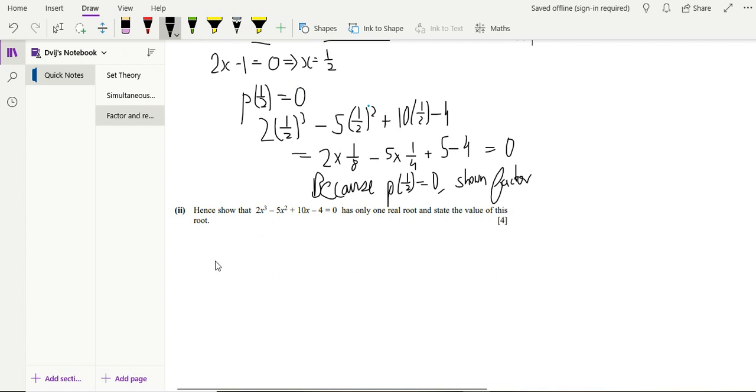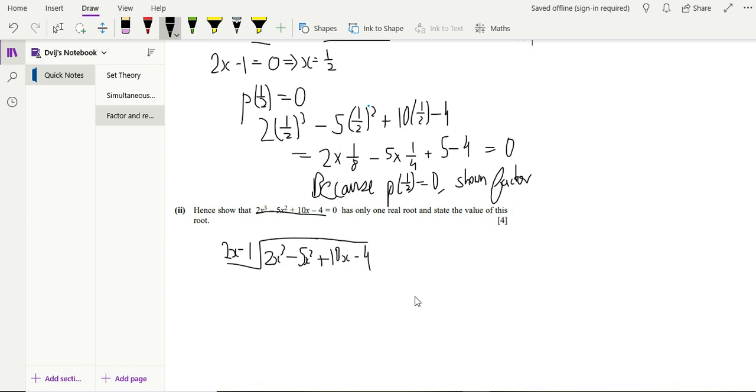We know that 2x minus 1 is a factor, and we're trying to divide this by 2x minus 1. But how do we get the other equation that times with 2x minus 1 to get this? And here's where we need long division. So we'll have 2x minus 1, 2x cubed minus 5x squared plus 10x minus 4.